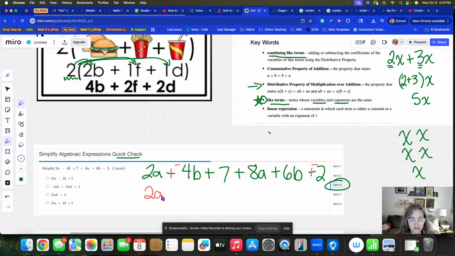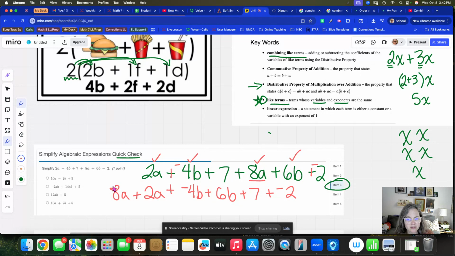So I can add the 2a plus the negative 4b plus the 6b. I forgot the 8a. Let me just write that over here. I can add that first. Plus 8a. Okay. Let's see. I've got the 2a. I've got the negative 4b. I've got the 8a. I've got the 6b. Okay. Plus the 7 plus the negative 2.